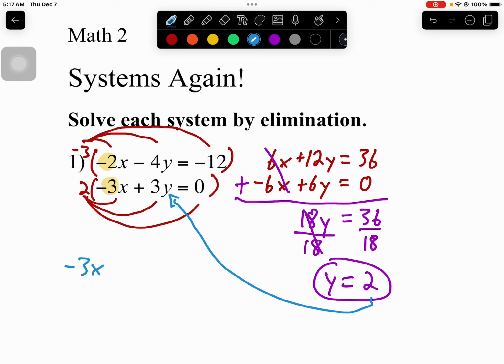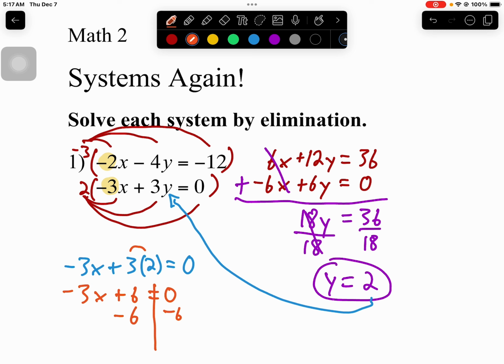Negative 3x plus 3 times 2 equals 0. All right, I'm just taking the 2, plugging it in for y. All right, do a little quick distributing. So negative 3x plus 6 equals 0. And then it's a 2-step solve.